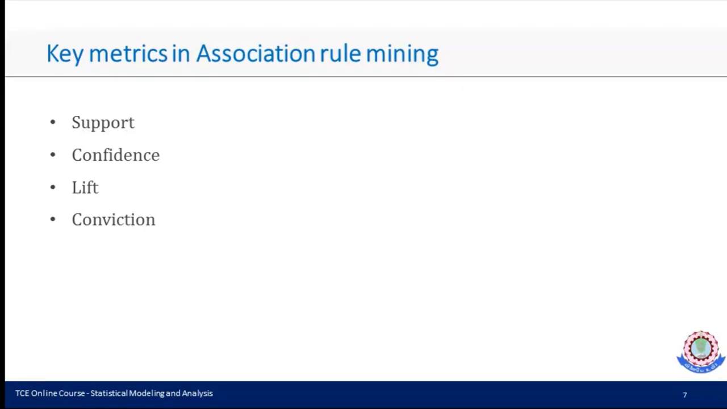And the next is conviction. The term conviction is used in practice to compare the probability that X appears without Y, assuming they were independent, with the actual frequency of occurrence of X without Y. So you must be clear when defining confidence as distinct from the term conviction.